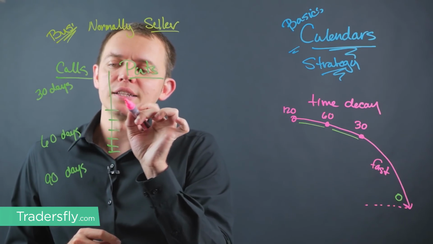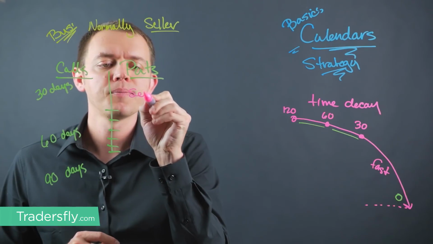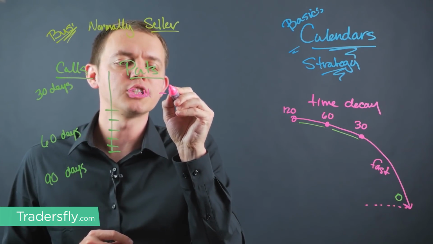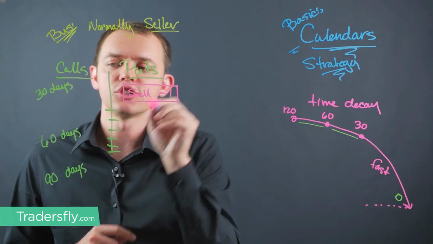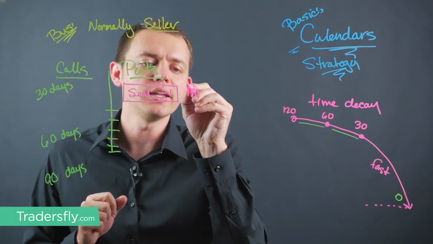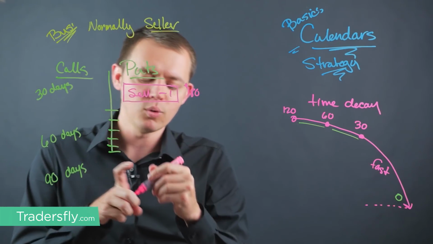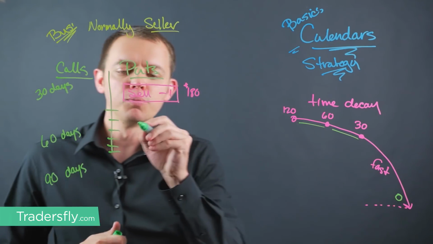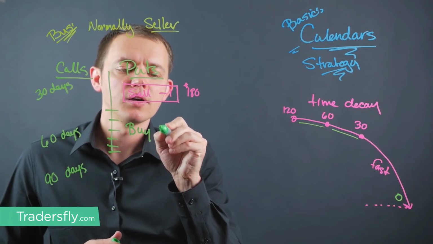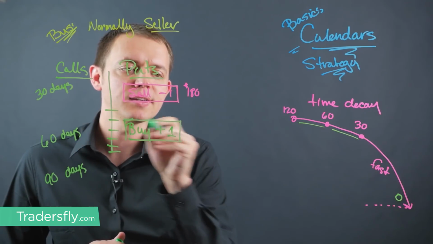You could do puts or you could do calls. But basically, let's just say you go ahead and sell one contract at the 30-day strike price, whichever it is, call it, let's just say 180. And then you go to the 60 days and you buy one, for protection.